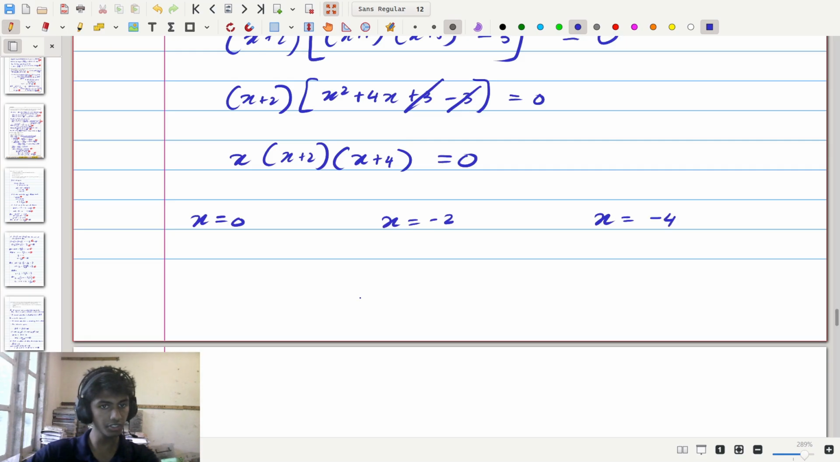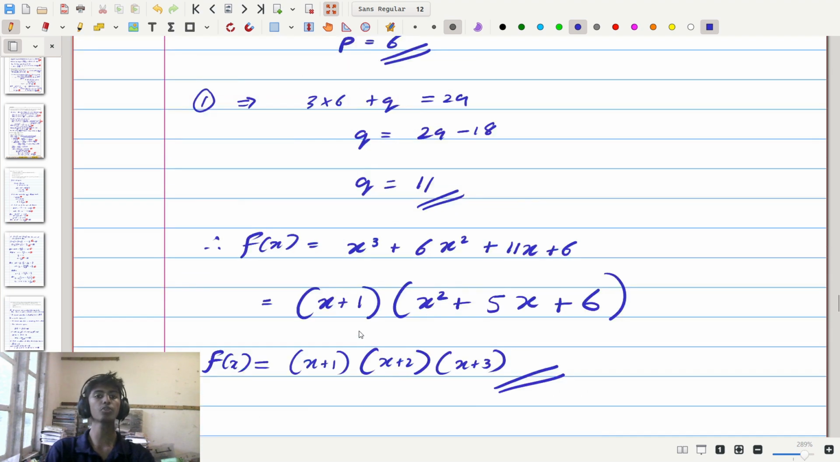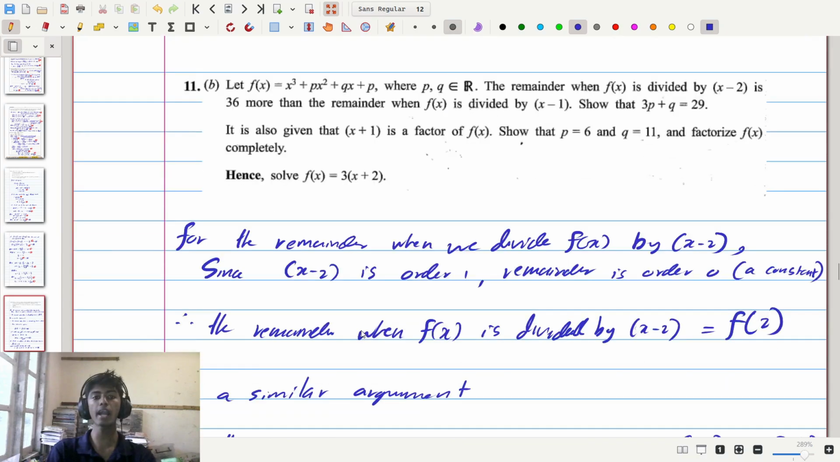So we can see the solutions here are x equals 0, or x equals minus 2, or x equals minus 4. And these are the three solutions to this question, and that is the very last part of this question. So now finally let's go up and discuss the marks awarded for this question.